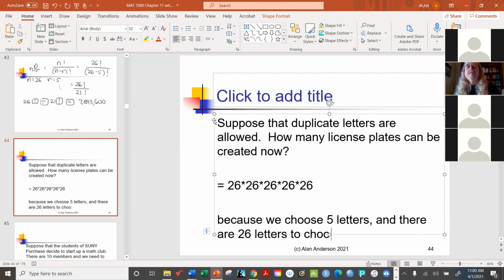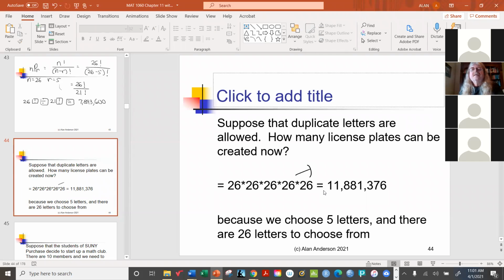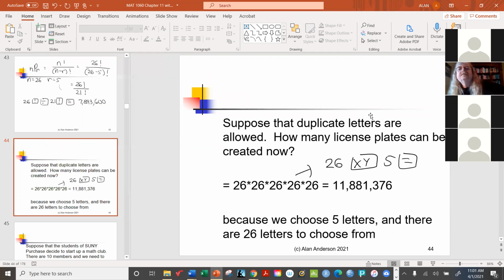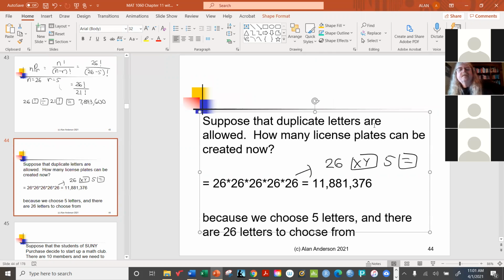So you're going to see that it's going to be a much bigger number, like preposterously big. Let's check it out. So basically on your calculator, well, okay, it's not as ridiculous as I thought. First, it's 11,881,376. But on your calculator, what you can do is just do 26 exponent 5 equals, and you'll have your answer. All right.